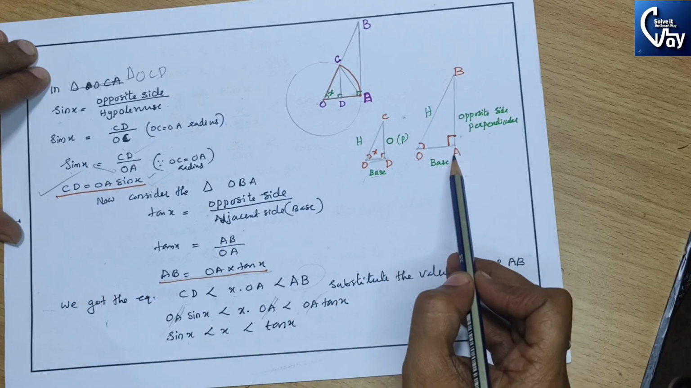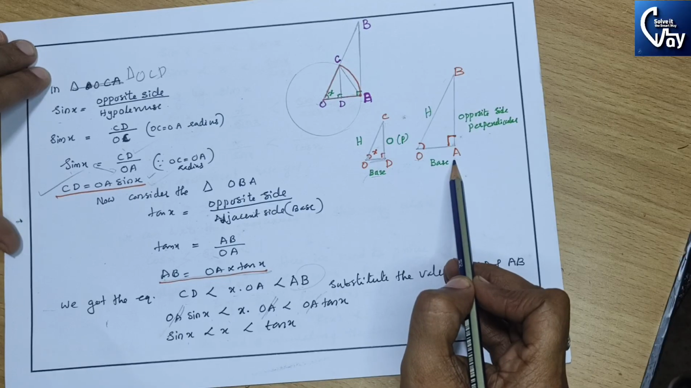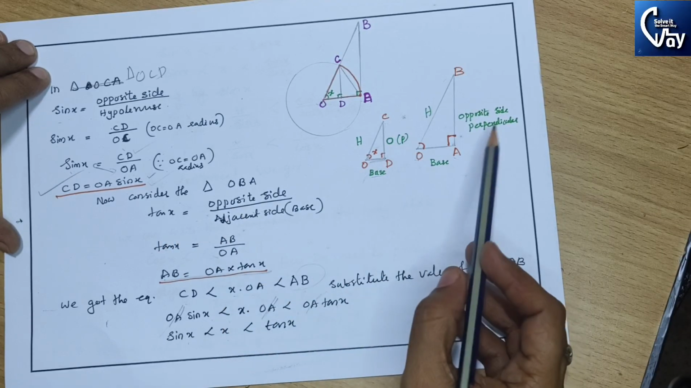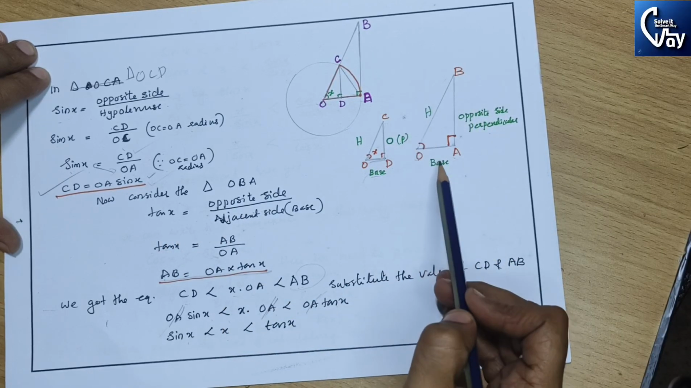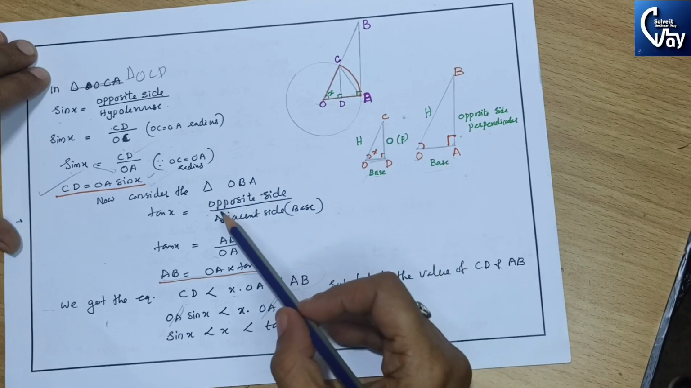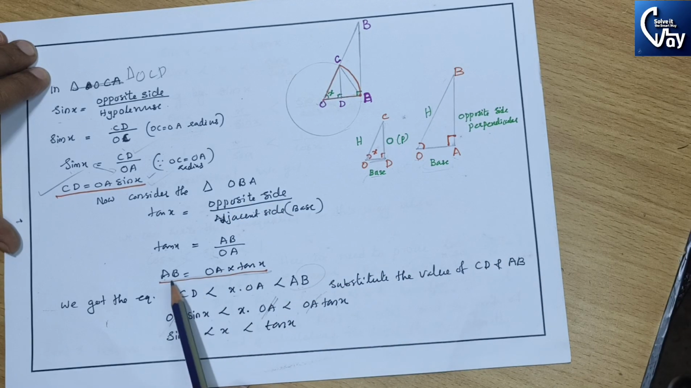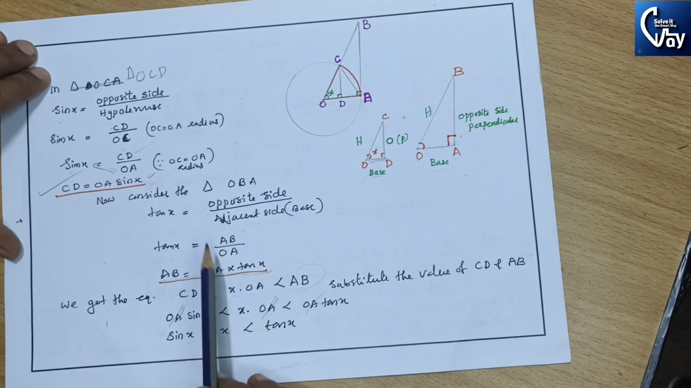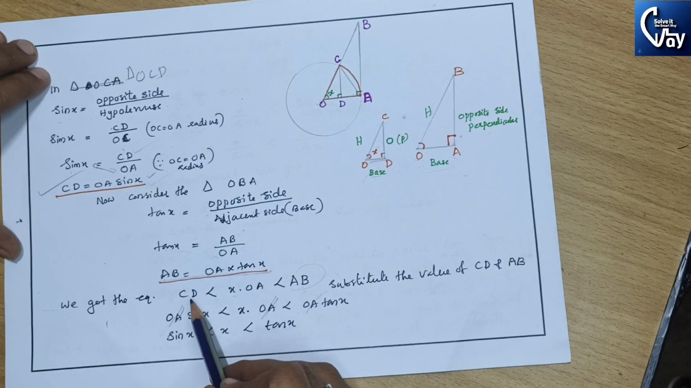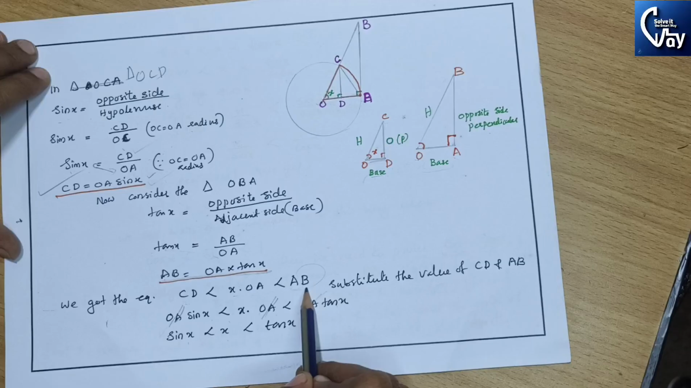Now consider the triangle OBA. Here tan x equals opposite side by adjacent side, that is the base. So what is the opposite side? AB by OA. Then AB equals OA tan x. Is it clear? From the above figure, the area of triangle OCD is less than the area of sector OCA, which is less than the area of triangle OAB.